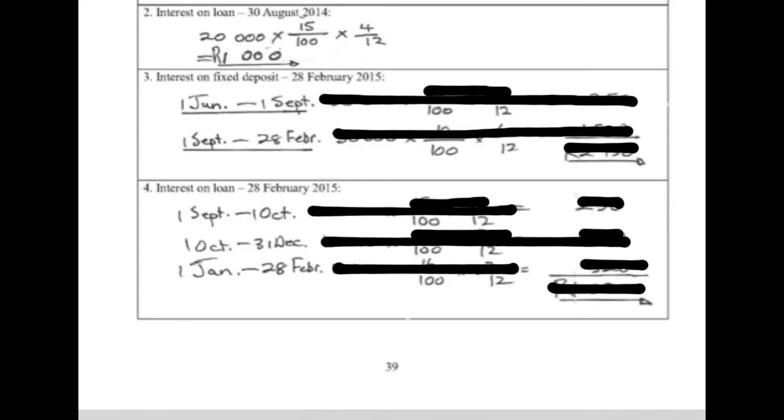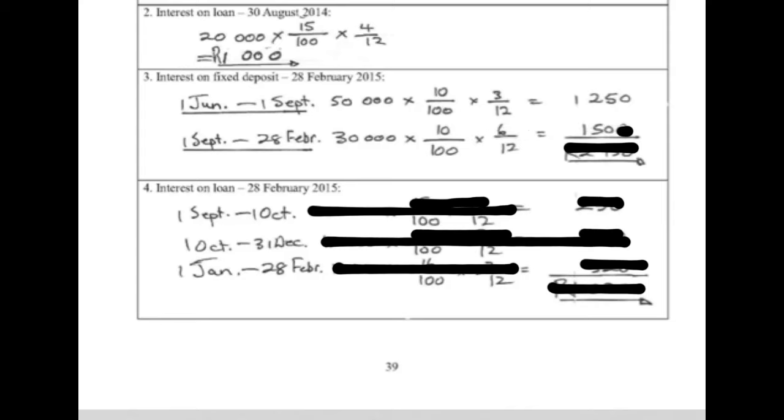So from the 1st of June to the 1st of September, I had 50,000 invested. But then from the 1st of September to the 28th of February, I only had 30,000 invested. Now, for both of those, my interest rate stayed unchanged at 10%. So from the 1st of June to the 1st of September, that gives you 3 months. So I calculated on 3 over 12, and that gives you a total of 1,250. Then from the 1st of September to the 28th of February, that gives you a total of 6 months. So in total, I earned 1,500 interest.